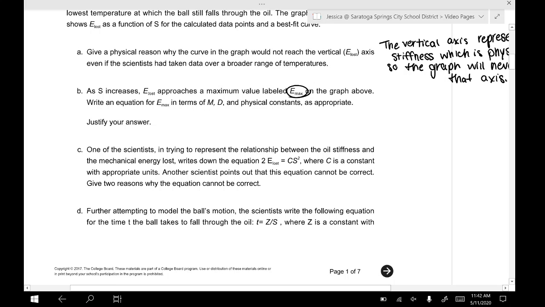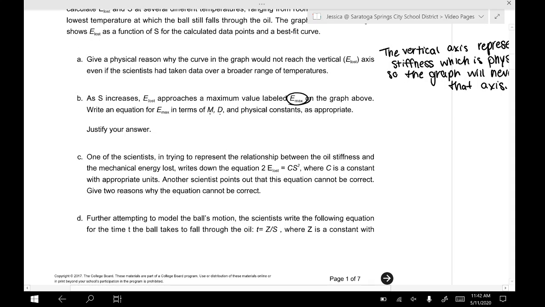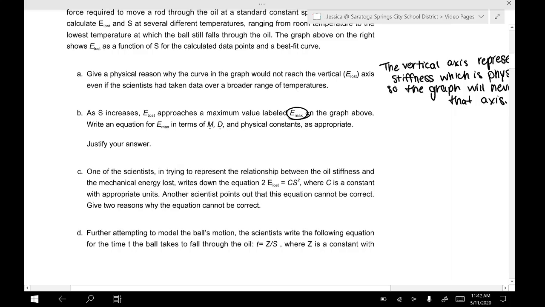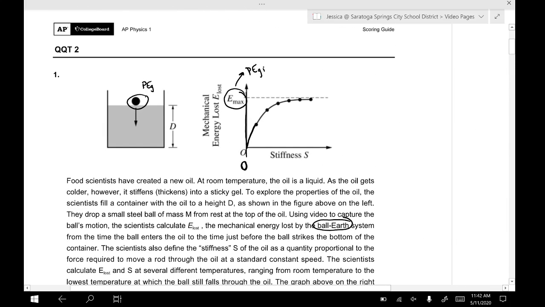As S increases, E lost approaches some maximum value labeled E max. Write out an equation for E max in terms of M, D, and physical constants as appropriate. Okay, and then I need to justify my answer. So, D is this height. Ooh, so remember, we already talked about this. This E max is the initial gravitational potential energy.